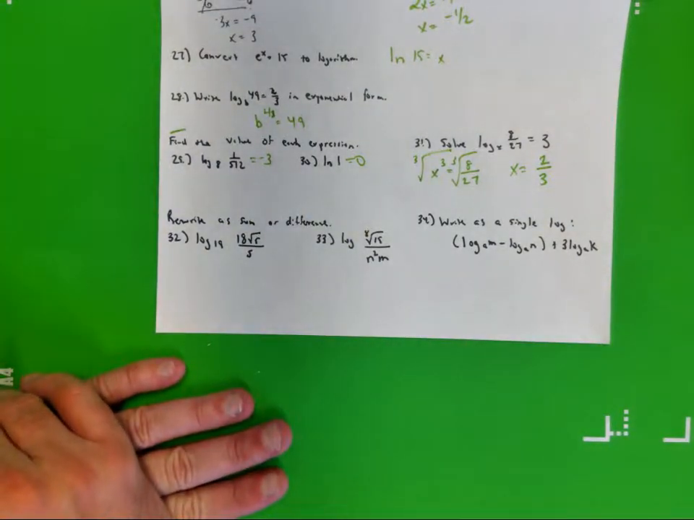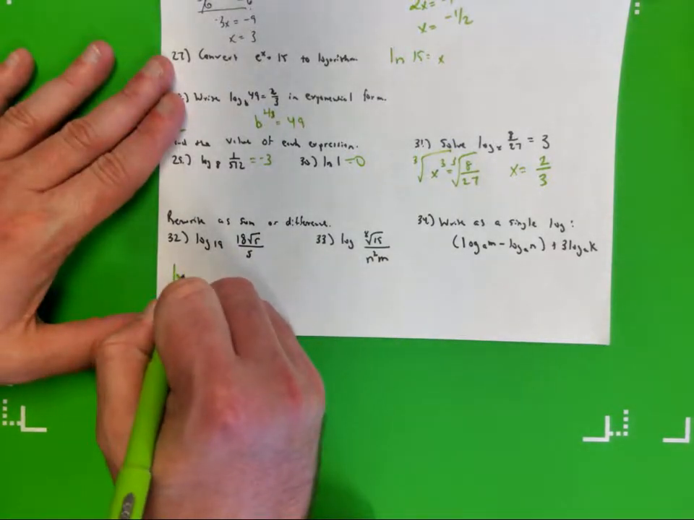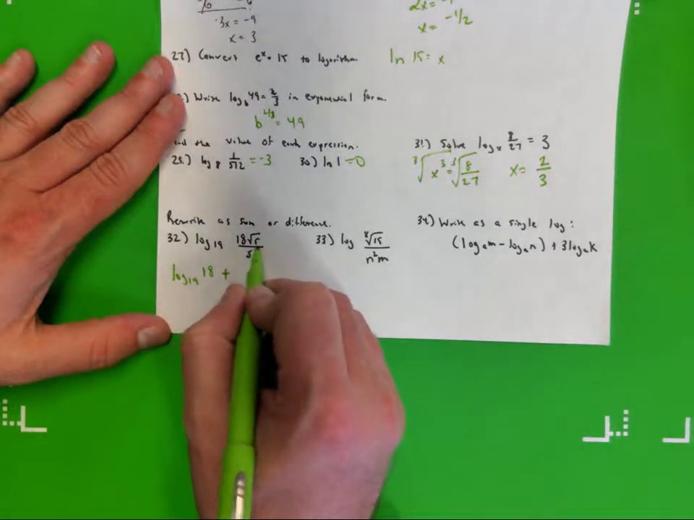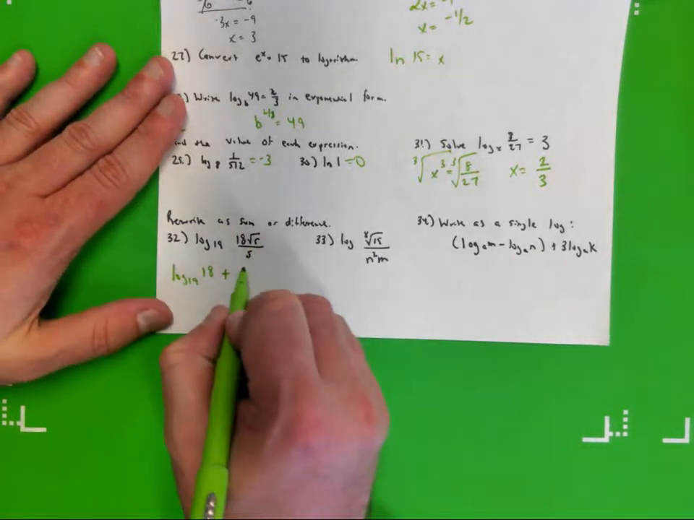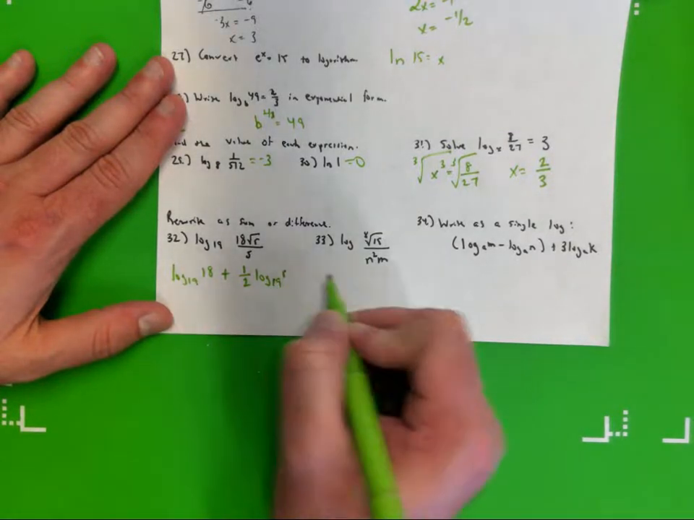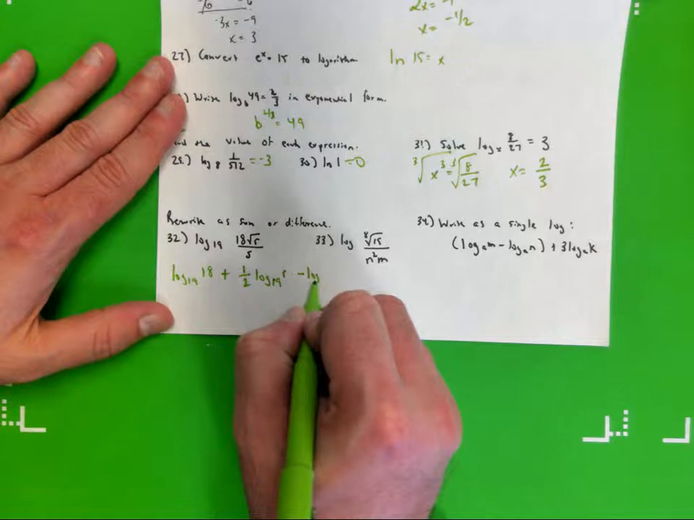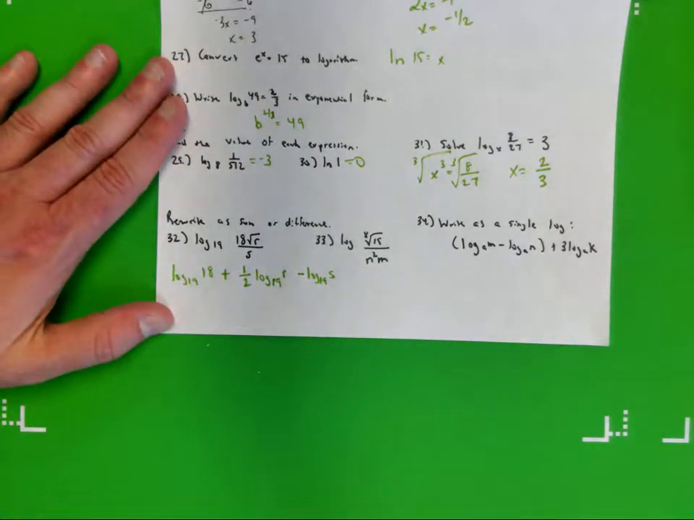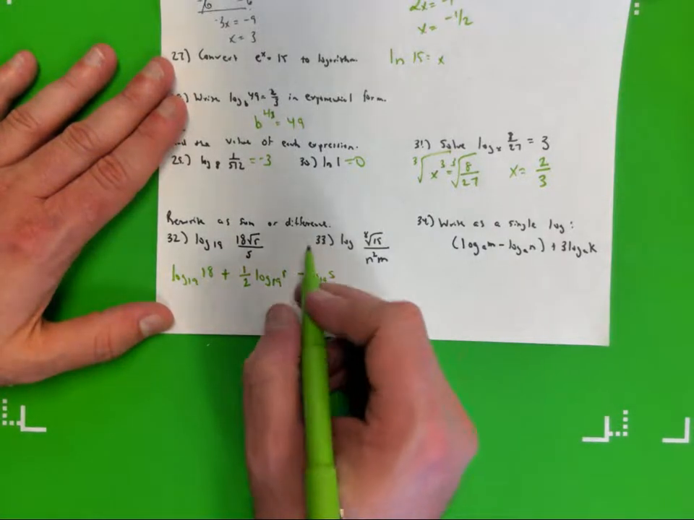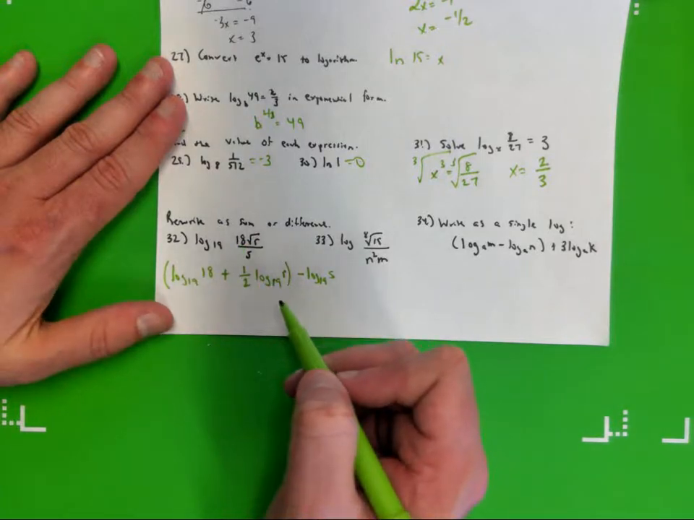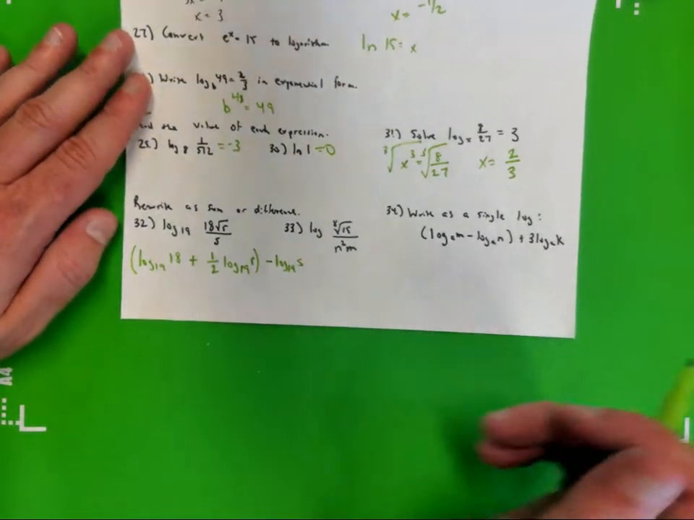It says rewrite each of these as a sum or difference. Remember, that's your properties, okay? So I would write log base 19 of 18 plus the square root of r. What would I put first? 1/2 log base 19 of r minus log base 19 of s. Now, if you wanted to put both of these in parentheses because they're together up there, that is fine, but you don't have to. I've seen it both ways, either way.